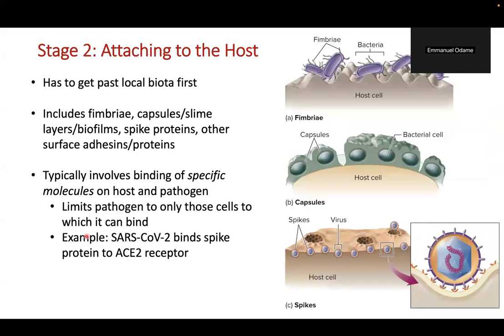So now that they've gotten into your body, let's talk about the next stage, which is attaching to a host cell. They mostly do this through fimbriae. For example, here you have a bacterium coming and it uses fimbriae to attach to a host cell. They also attach through capsules. And a virus, for example, uses its spikes to try to attach to the surface of the cell. And in some bacteria like this one, they form a biofilm to protect themselves from any other attack that will come to them.